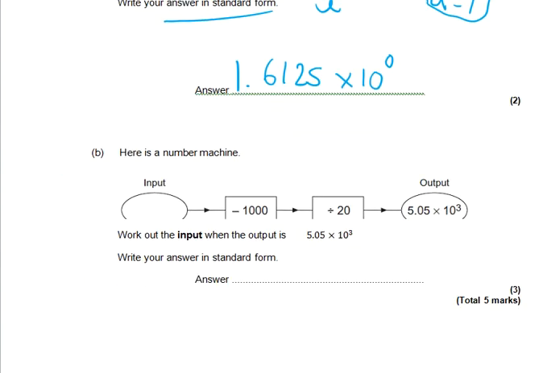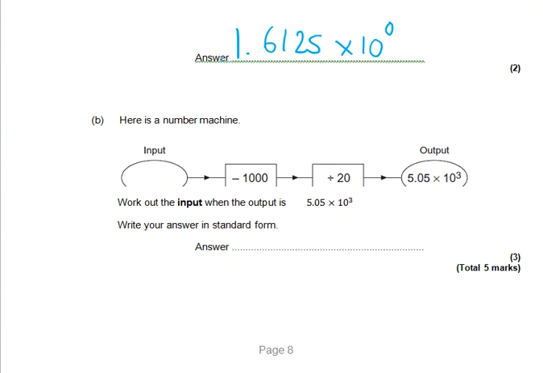Okay, 12b, here is a number machine. So this time we're just going the opposite way. We're trying to get back to the input. So if you go the opposite way, all we've got to do is do the inverse operation. So times by 20, add 1000. So we just need to again put in our calculator 5.05 to the power of 3.